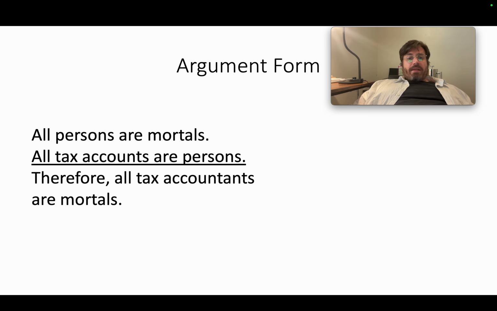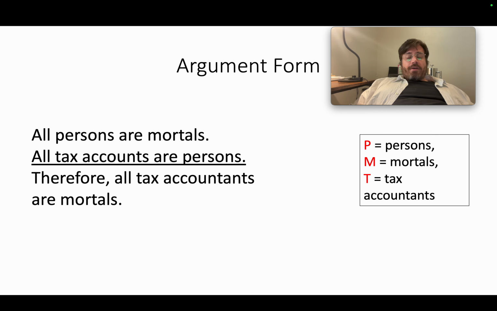So if we have an argument like this, we have two premises and a conclusion. First premise says all persons are mortals. Second premise says all tax accountants are persons. I think this should be accountants. Yeah, sorry, accountants. Therefore, and notice we're going to use our nice horizontal line here to indicate the separation of the premises from the conclusion. Our conclusion follows the line. Therefore, all tax accountants are mortals. Okay, this is a very standard argument.